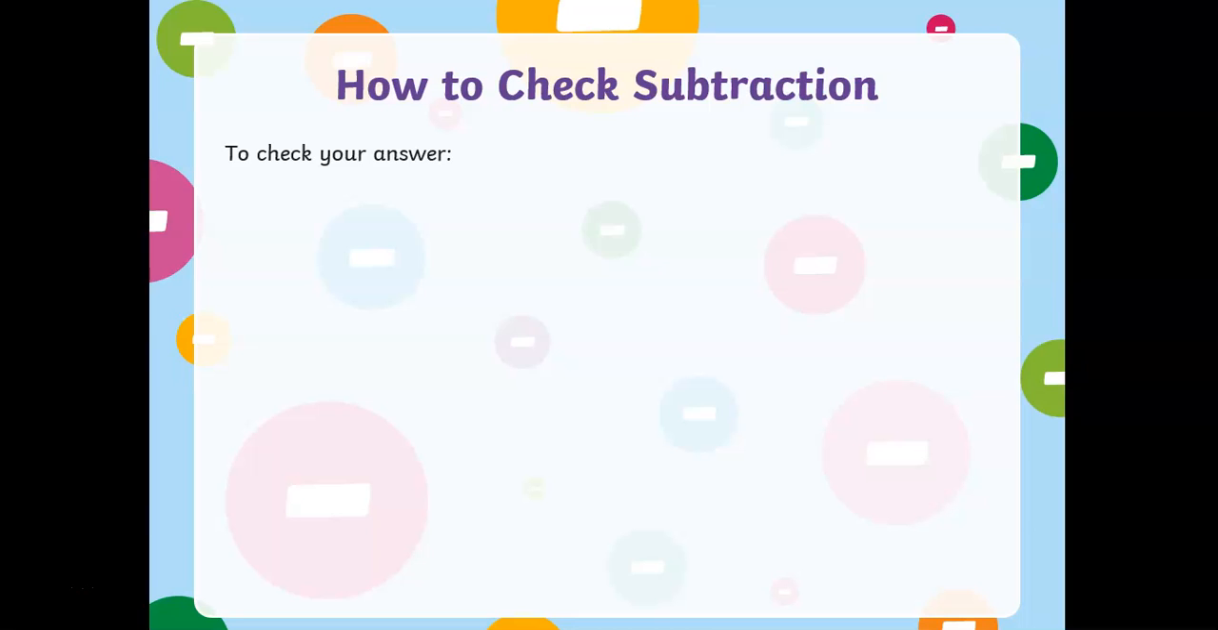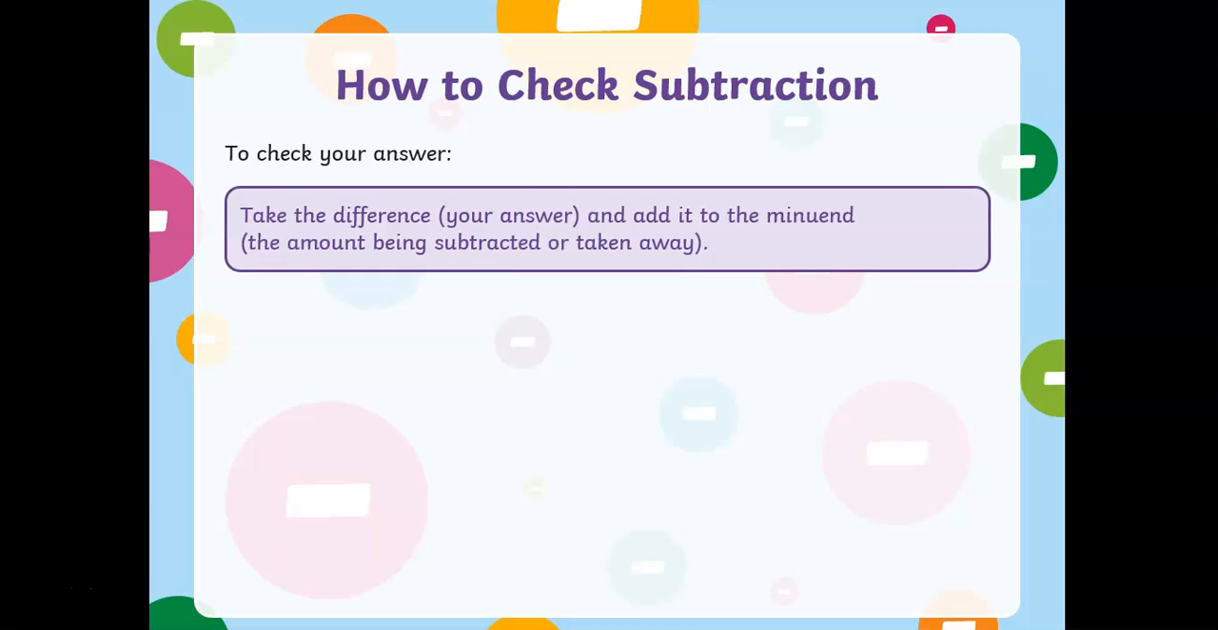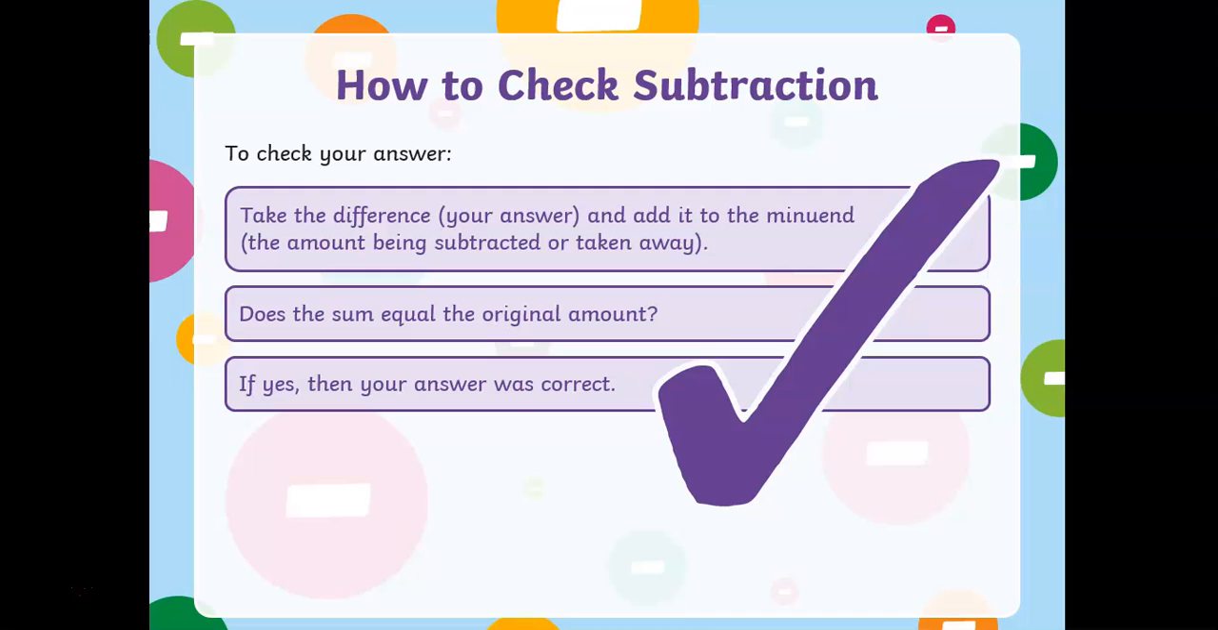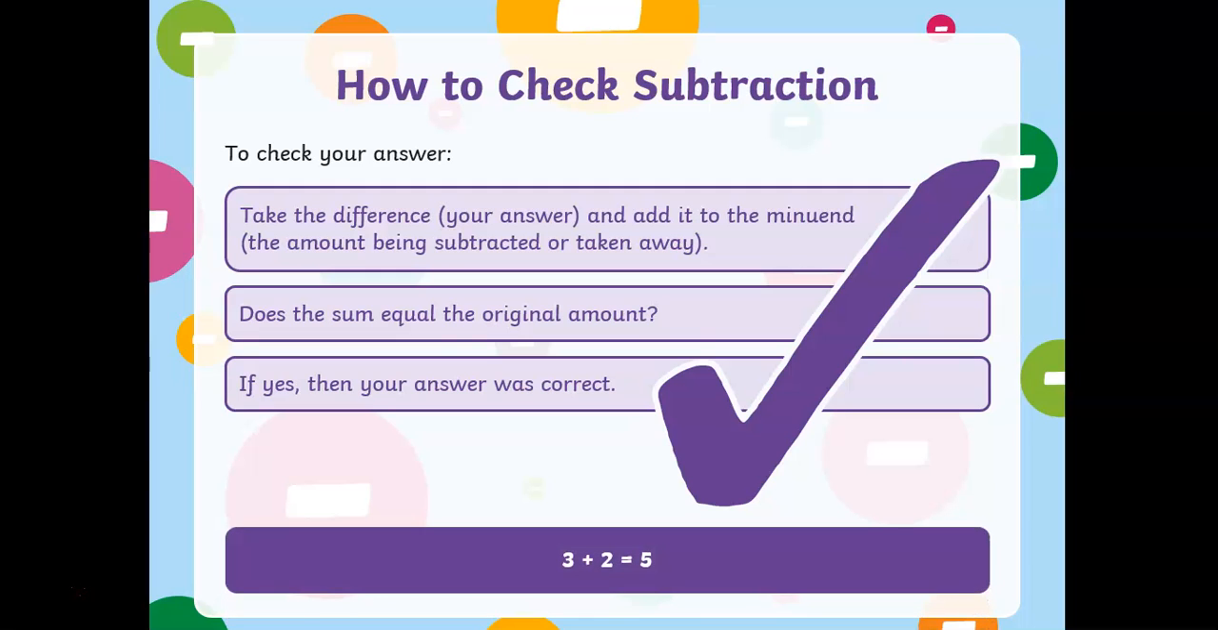All right, so now you're going to learn how to check your answers to see if they're correct. Take the difference, your answer, and add it to the amount being subtracted or taken away. Does the sum equal the original amount? If yes, then your answer was correct. Let's practice. Look, our problem at the bottom says 3 plus 2 equals 5. Therefore, 5 minus 3 equals 2.